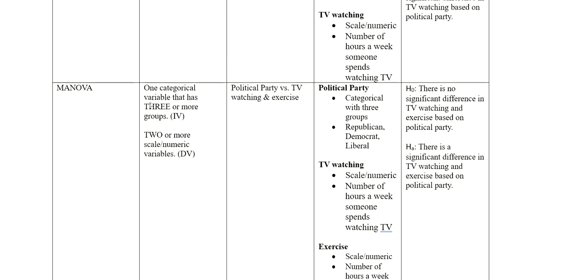You still have the one categorical variable with 3 or more groups. You've just now bumped it up to one extra dependent variable. So for the null, we've got there is no significant difference in TV watching and exercise based on political party. So in this case, we've got the TV watching and exercise right there. Right, that's our 2 scale variables based on political party. And then we've got there is that significant difference. So that is ANOVA versus MANOVA versus independent samples t-test.